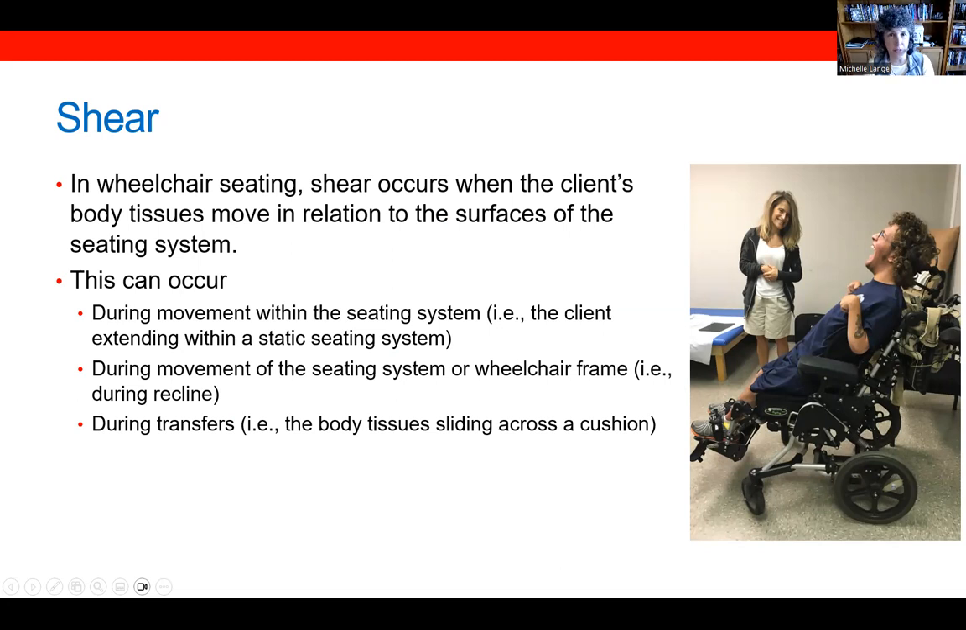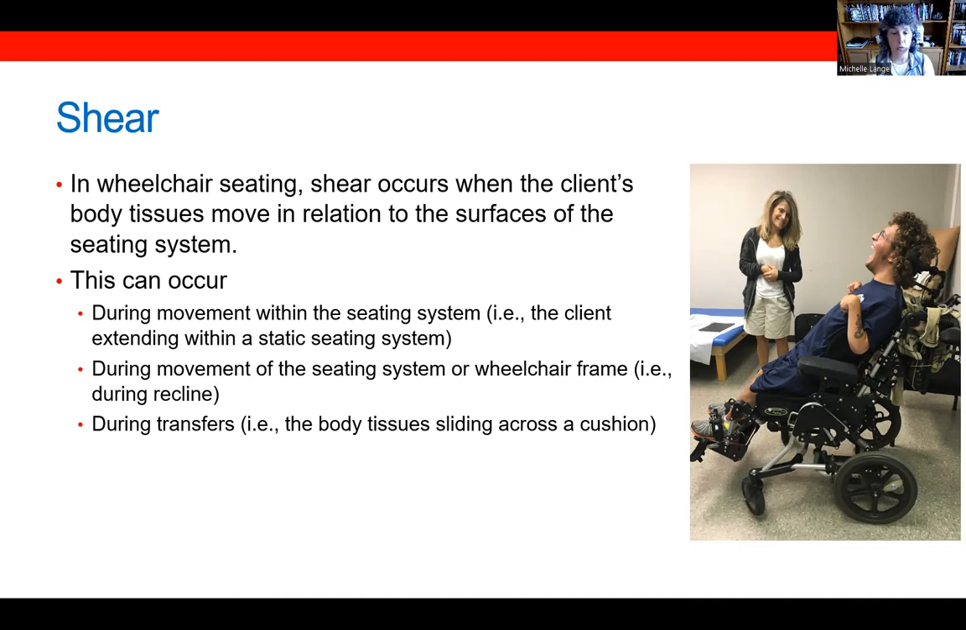Shear is a big deal in wheelchair seating, and a lot of what we do is to minimize shear forces in the clients that we're working with. So, in wheelchair seating, shear occurs when the client's body tissues move in relation to the surfaces of the seating system. This can occur during movement within the seating system. For example, if a client is extending and the seating system is a static seating system, the client will move in relation to those surfaces.